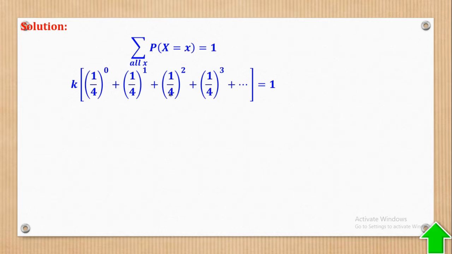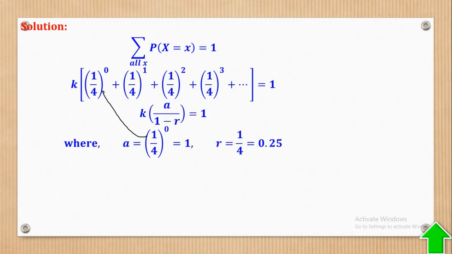So this is a GP with the first term as this and common ratio as a quarter. Therefore, because the series is up to infinity, we use the formula for sum to infinity, and the formula for sum to infinity is a over 1 minus r. I think you remember that under series in math 1.